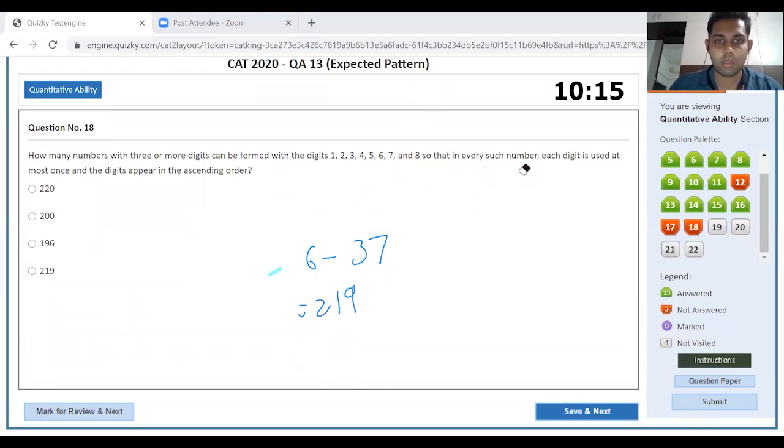Right? That's why you can see all the options are in that, because one had to understand that 2 power 8 will be the maximum that can be used.